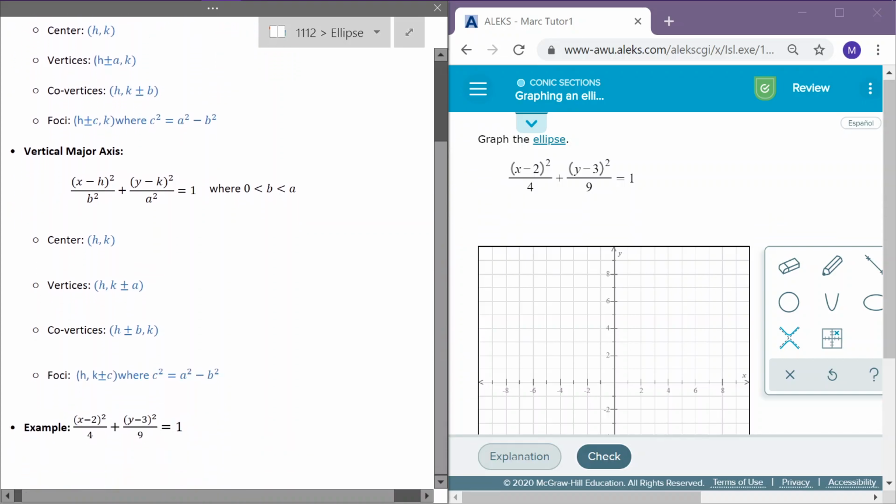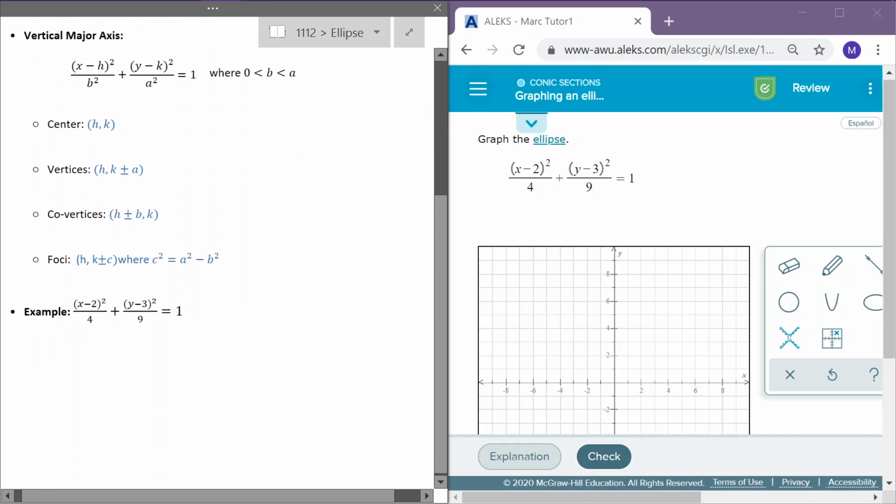If our ellipse has a vertical major axis, it will have standard form (x minus h)² over b² plus (y minus k)² over a² equals 1, where 0 is less than b is less than a. It will have center (h, k), vertices (h, k plus or minus a), co-vertices (h plus or minus b, k), and foci (h, k plus or minus c), where c² equals a² minus b².